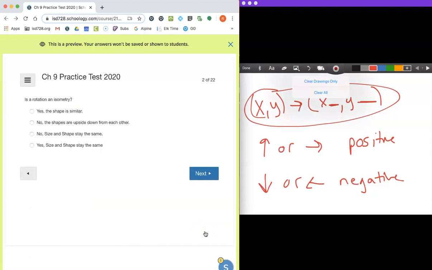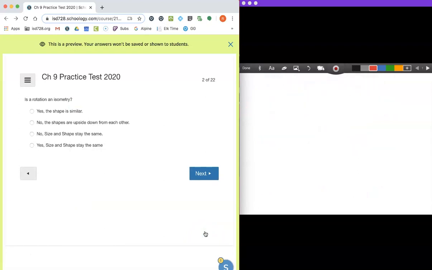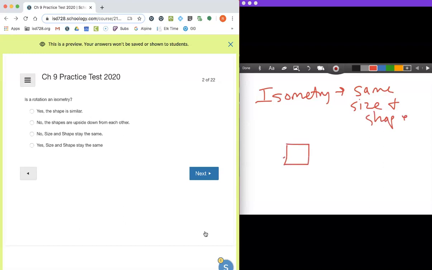The next one is a rotation and isometry. The word isometry is the vocab there. That word means you have two figures that end up being congruent at the end. You get the same size and the same shape. If you're talking about a rotation, you're talking about taking a square and rotating it. What you should get is an upside down version of that same square. When you rotate it, you're not changing how big or small it is. You're not changing the fact that it's a square. So yes, a rotation is an isometry.